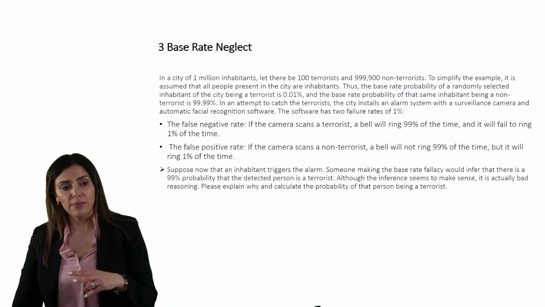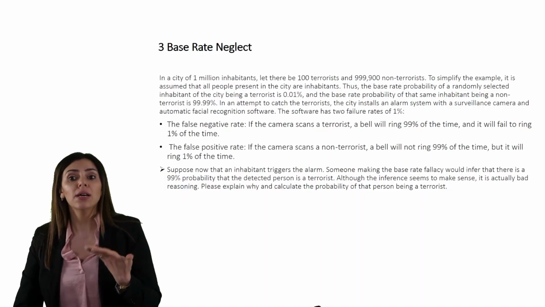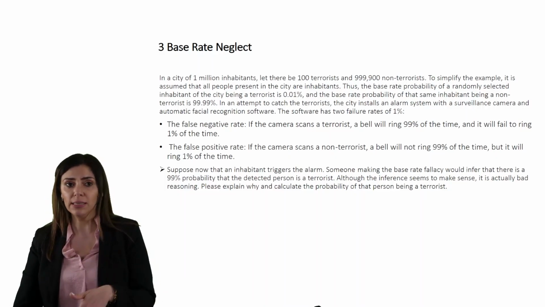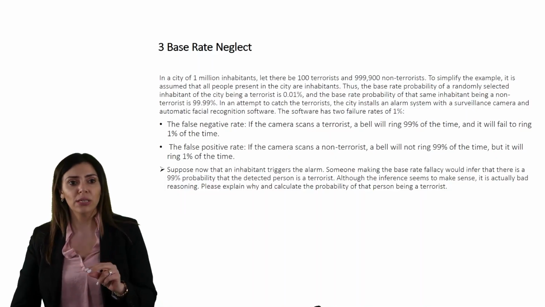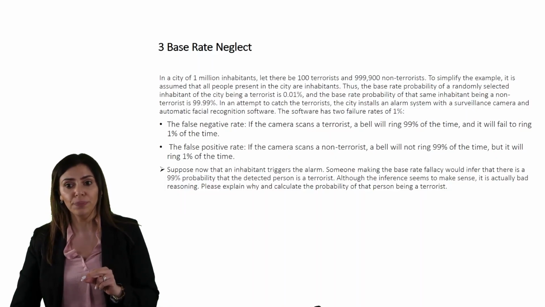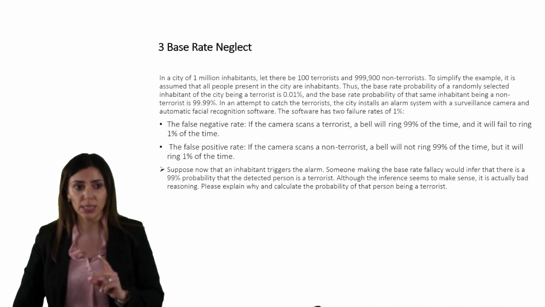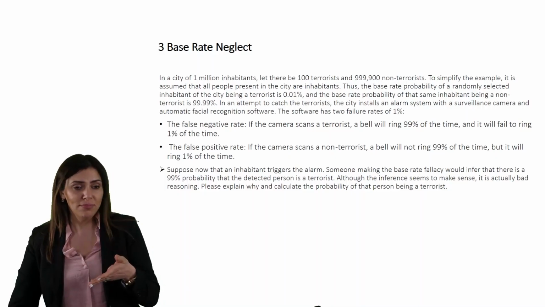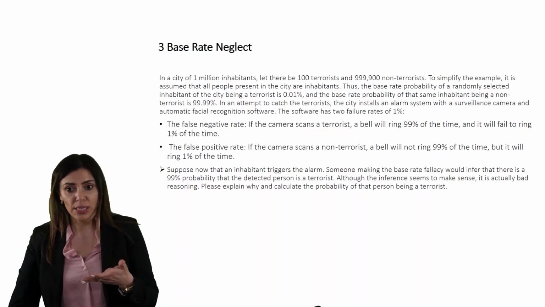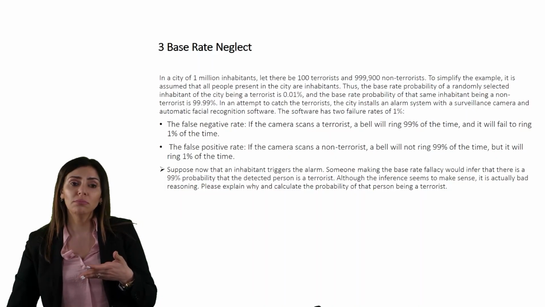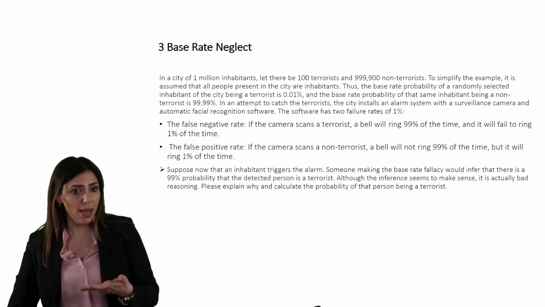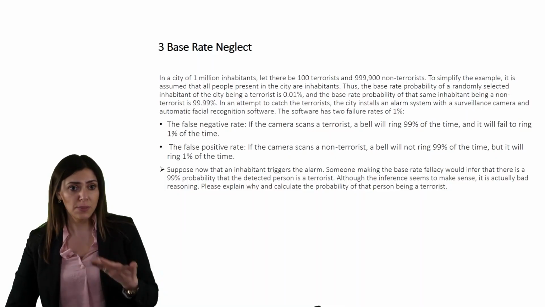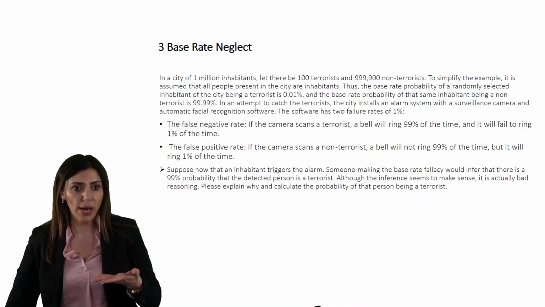The second is the false positive rate: if the camera scans a non-terrorist, then the bell will not ring 99% of the times. However, there is a 1% possibility that the bell will ring, although this person is a non-terrorist. So, suppose that an inhabitant triggered the bell. The camera scanned this person, and then the bell rang.